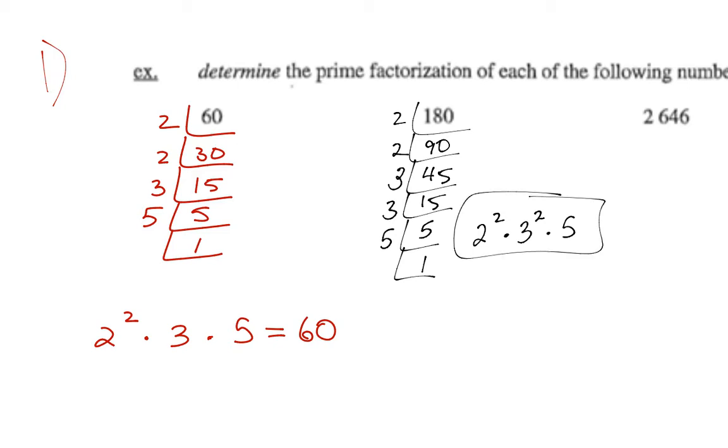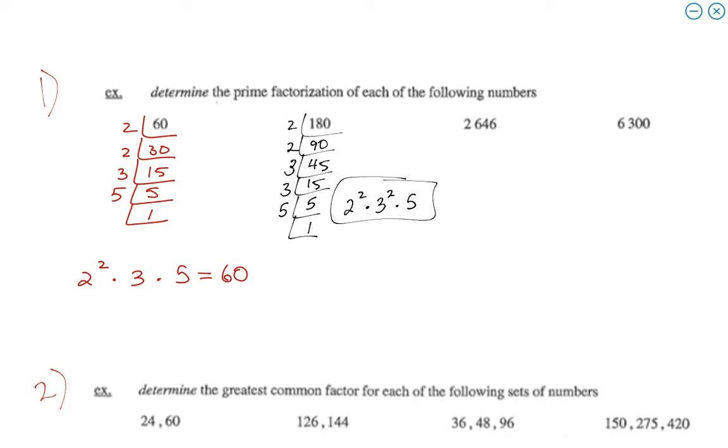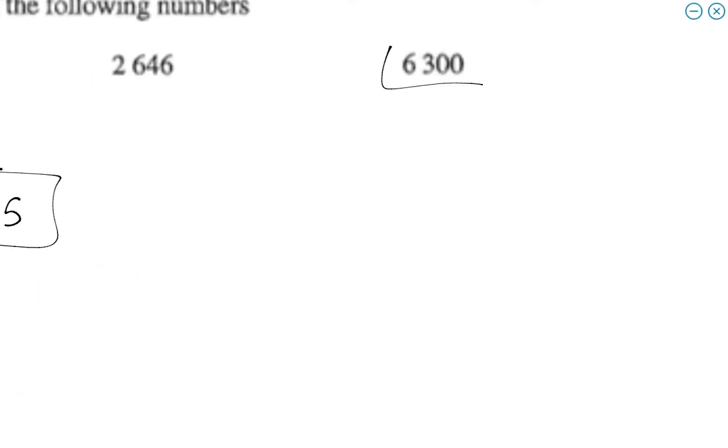Sorry? Well, then you've messed up. There's only one final answer because it's the same. Because the order of multiplication does not matter. 2 times 5 is the same as 5 times 2, right? Order of multiplication doesn't matter. So 2646, that one's already in the notes, so let's quickly just do 6300.